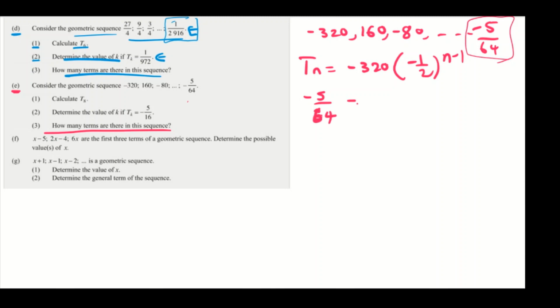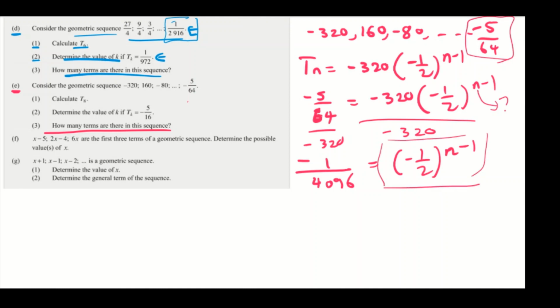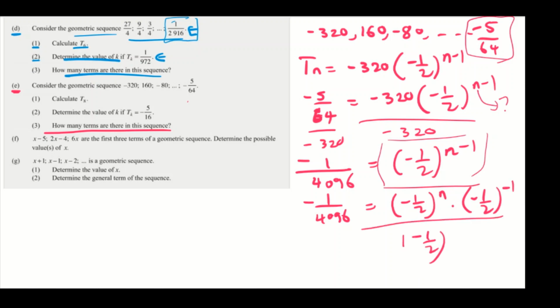is equal to minus 320 into minus 1 over 2 to the power of n minus 1. So to find n, since it's what we are looking for here, we need to divide by minus 320 both sides, and the answer that you need to get is negative 1 over 4096 equals negative 1 over 2 to the power of n minus 1, right? Going to expand this, we'll have minus 1 over 4096 equals minus 1 over 2 to the power of n, multiplied by minus 1 over 2 to the power of minus 1. Divide by minus 1 over 2 to the power of minus 1.